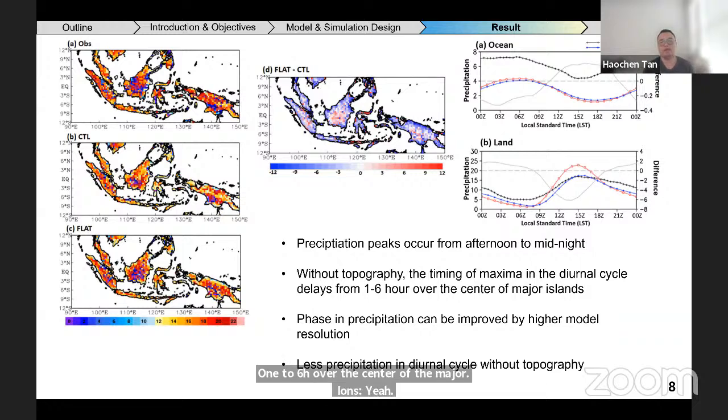The right panels show the evolution of the diurnal cycle of precipitation. We can see that the phase of precipitation in the control is very similar to that from the satellite observations, peaking at 1500 local standard time. This shows that the phase of precipitation can be improved by increasing model resolution, since most of the low resolution simulations have precipitation peaks about 3 hours earlier compared with observation.